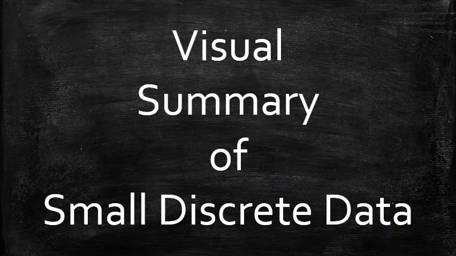We discussed how to visually summarize small discrete data. In short, we can treat small discrete data the same way as qualitative data, except the fact that the bar charts are now called histograms, and the bars must have no gaps in between unless the corresponding frequency is 0.